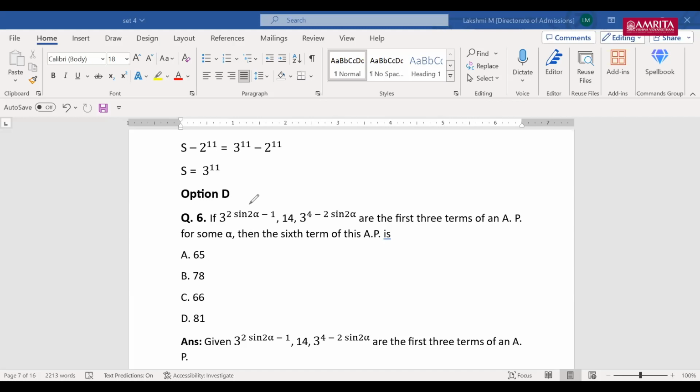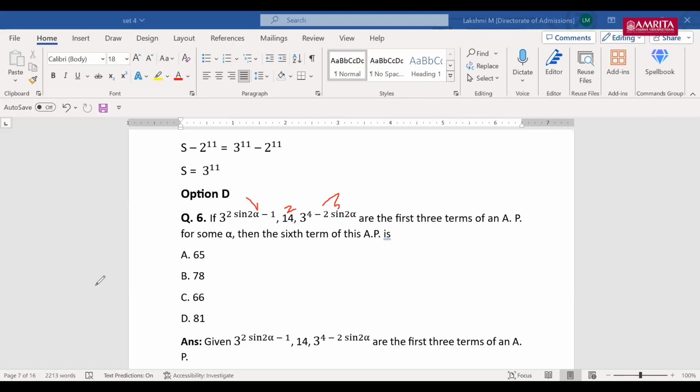This is the first term. This is the second term. And this is the third term of this AP. Oh, I'm so sorry, it's not working. This is the first term, this is the second one, and this is the third term of this AP. I want you to just find the 6th term.